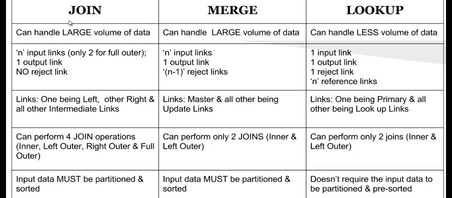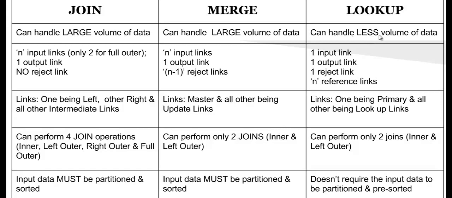Join and merge stages can handle large volumes of data because for these stages the input data must be partitioned and sorted. Because the input data is already partitioned and sorted, there is little memory use. So obviously when there is less memory usage, we can handle large volumes of data. But when it comes to lookup, it can handle only a small volume of data.